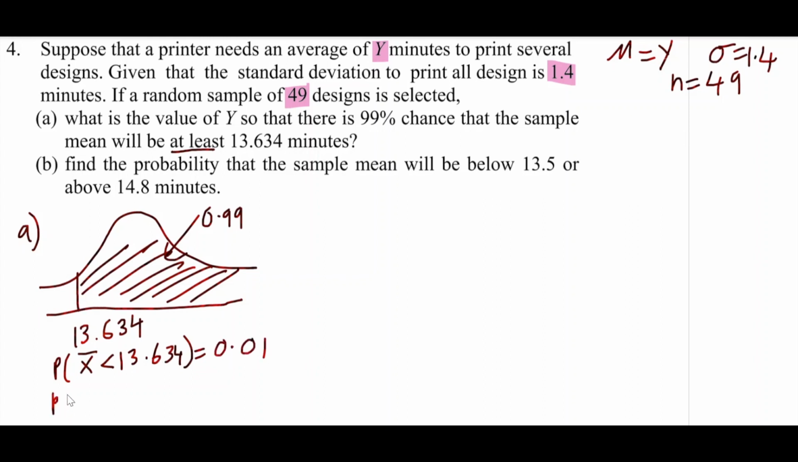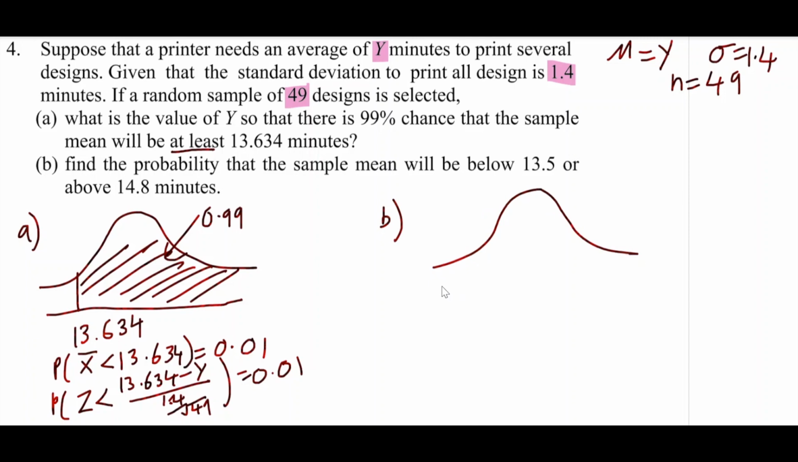And then I would transform and solve it. 13.634 minus mu, which is y, over sigma over square root of 49 equals 0.01. And the next step is to check your statistical table for the z value when the probability is 0.01. I'll leave you to do that yourself. I trust that you could solve it easily.